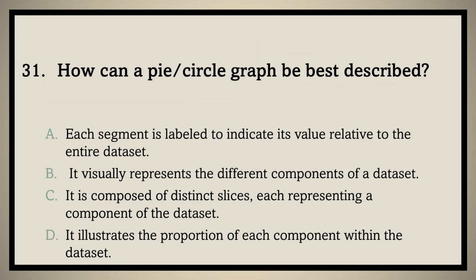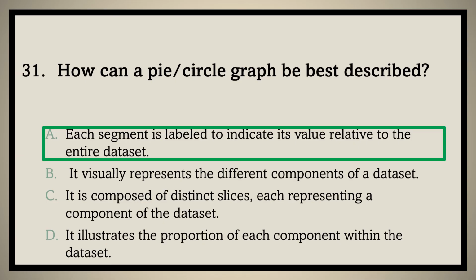31. How can a pie/circle graph be best described? A. Each segment is labeled to indicate its value relative to the entire data set. B. It visually represents the different components of a data set. C. It is composed of distinct slices, each representing a component of the data set. D. It illustrates the proportion of each component within the data set. The correct answer is A. Each segment is labeled to indicate its value relative to the entire data set.